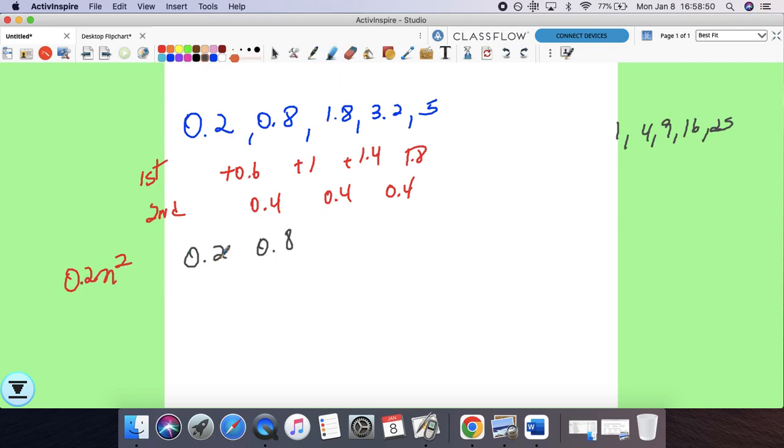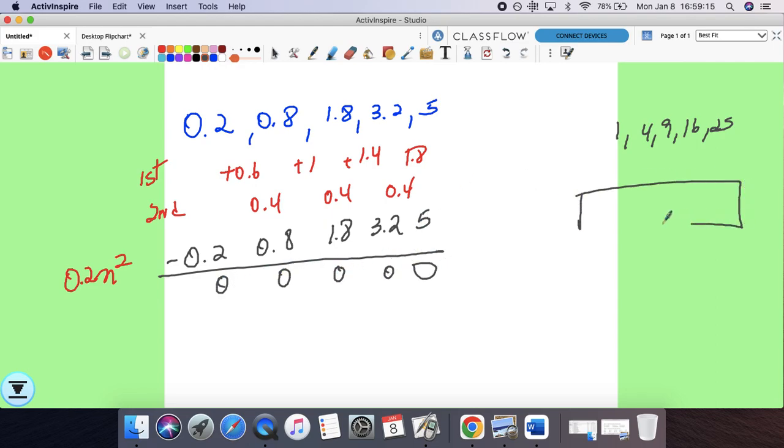0.2 times 1 squared, which is 1, is 0.2. 0.2 times 2 squared, which is 4, is 0.8. 0.2 times 3 squared, which is 9, so 9 times 0.2 is 1.8. And you get 3.2, and then you get 5 over here. So when you subtract, it becomes 0, 0, 0, 0, and 0. So our expression is just 0.2 n squared.